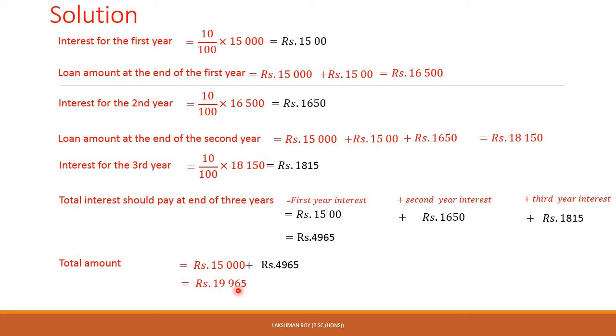So that is the total interest and the total amount you have to pay, right? So there are some other methods to find the total amount. Using any other method you can find the total amount, but you can't find the interest for the first year, second year and third year using that method, right?